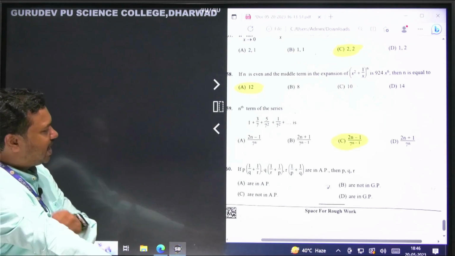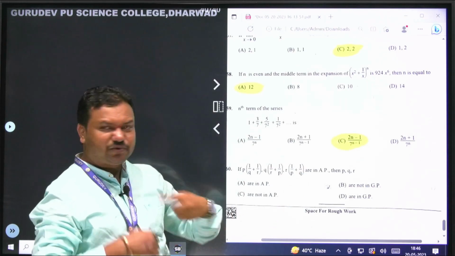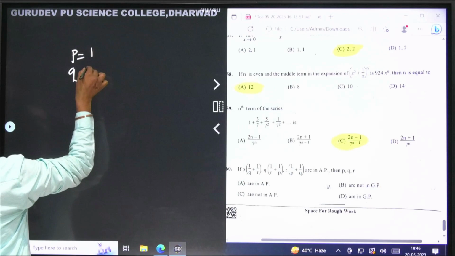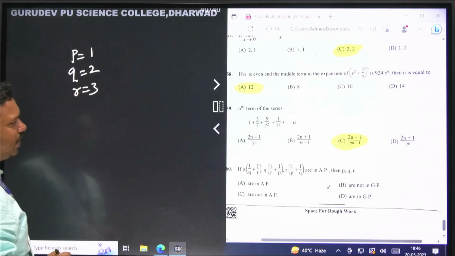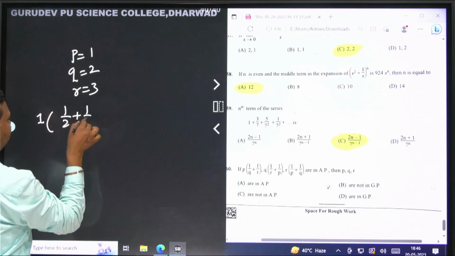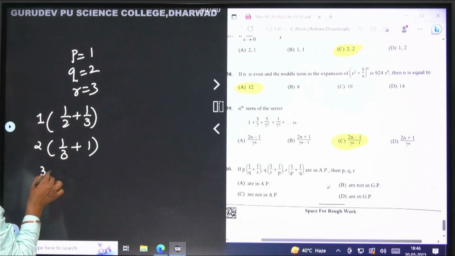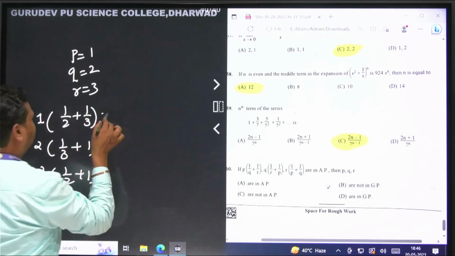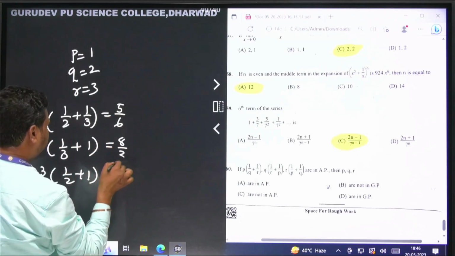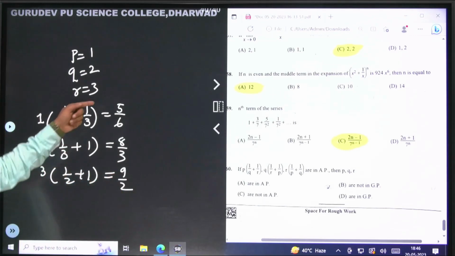Ready. So the last question is p times of 1 plus q plus 1 r, like this he has given. I am solving it in reverse order. So let me check my luck. I am choosing p, q, r as 1, 2, 3. Let me verify. For p value 1 by 2 plus 1 by 3, for q 1 by 3 plus 1, and for r 1 by 2 plus 1. So what I'll get? 5 by 6, 4 by 3, 4 2s are 8 by 3, 3 by 2, 3 3s are 9 by 2. And I have to show that these three are in AP.